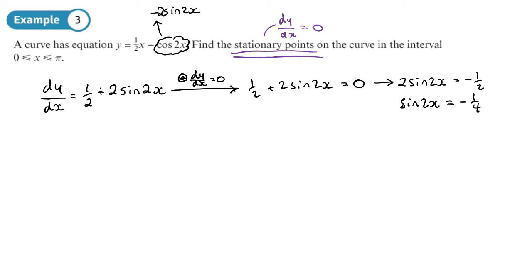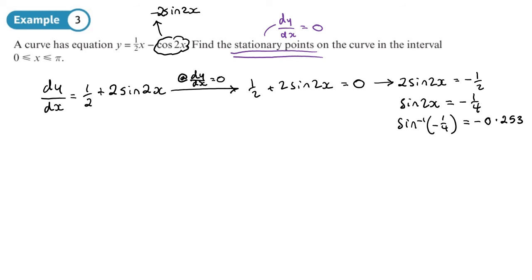Let's find the principal solution by doing the sine inverse of negative a quarter. So let's do that. And remember, we are in radians. Sine inverse of negative a quarter, and to 3 significant figures, it's negative 0.253. Okay, so that's my principal solution.